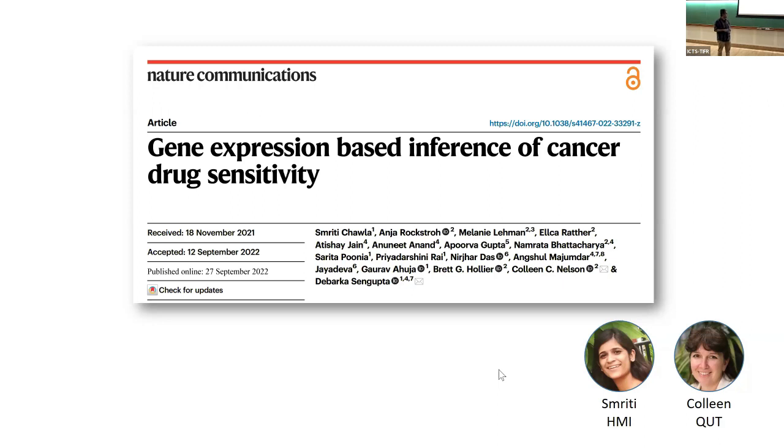Okay, sorry. I forgot to mention that the mouse experiment was contributed by Colleen Nelson. She's a very well-known figure in prostate cancer biology and prostate cancer genomics, and the mouse experiments were done by her group. It's a lot of work. Smriti Chawla is a lab member who went for a postdoc at Harvard Medical School.